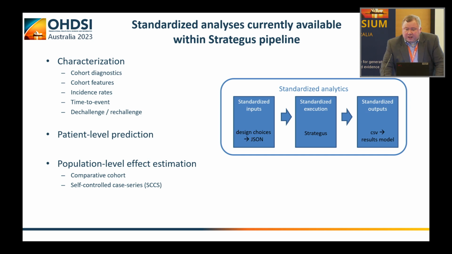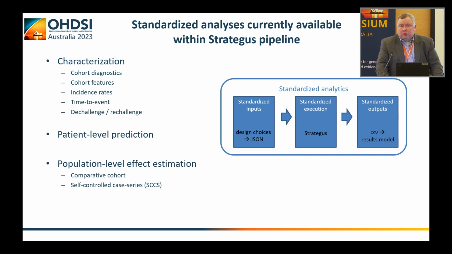So the modules that I'm going to talk about today are the ones that were available at the time that we ran the strategist pipeline for purposes of the SOS challenge. So there are an array of different types of characterization analyses. There's patient-level prediction, and there's population-level effect estimation. So for characterization, there is a tool called cohort diagnostics. This is one of our tools to evaluate phenotypes, whereby you can summarize a given cohort definition and understand whether or not it looks like it's capturing the patients you had intended.